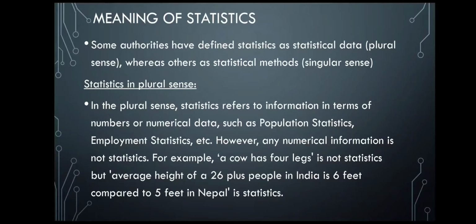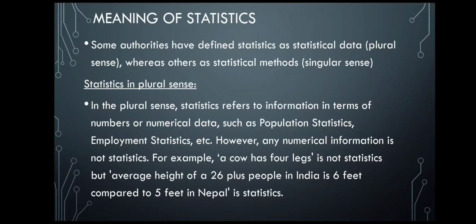So, in the plural sense, statistics refers to all the numerical data. But the numerical data should make sense, it should be relevant. If an individual says that a cow has got 4 legs, his statement cannot be considered statistics because it is not relevant anywhere. It is not showing any level of aggregation. Level of aggregation is very important in statistics.